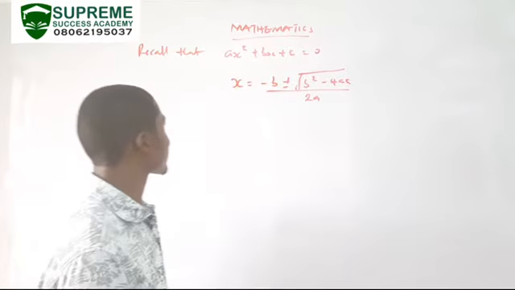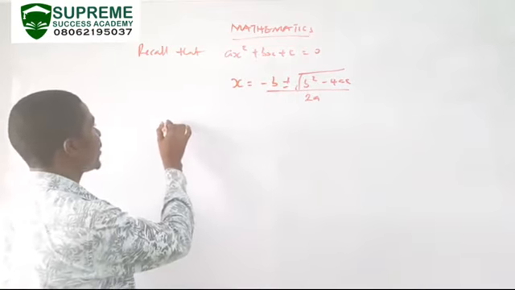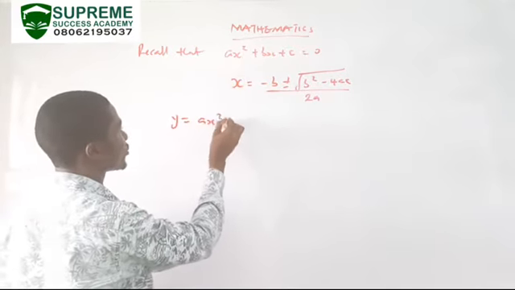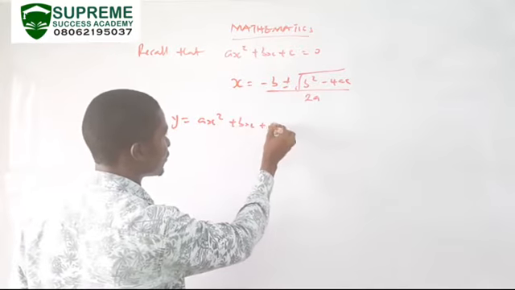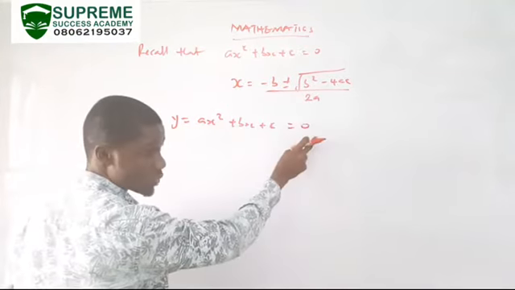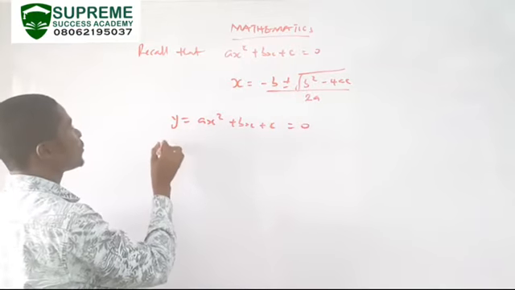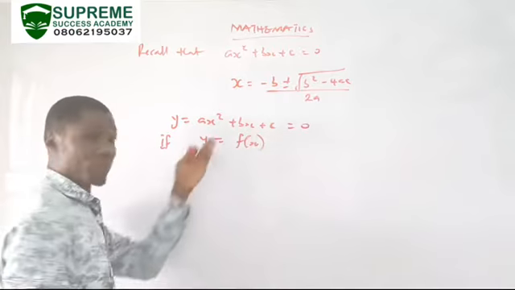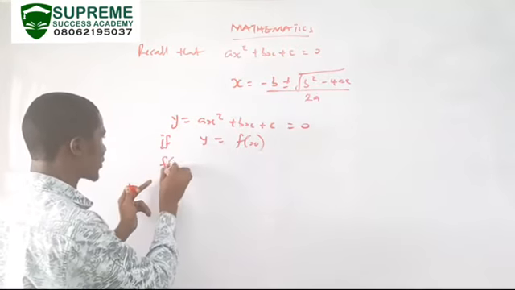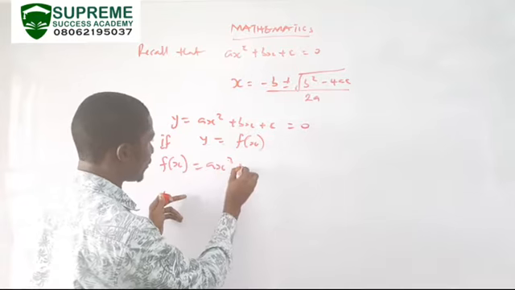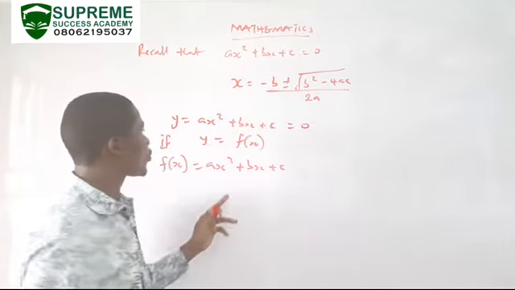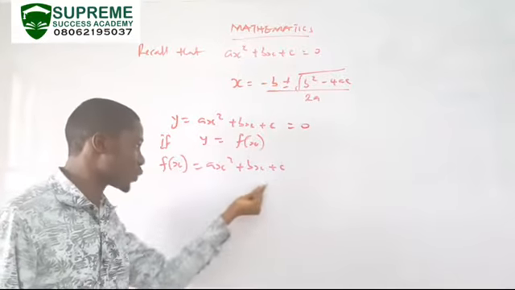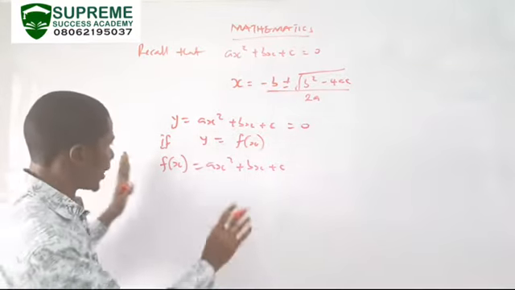So this method is just, let's look at it this way. We can always write this as ax squared plus bx plus c equals 0. That implies that y equals 0. If y equals f of x, which is definitely a function of x, then f of x will be equal to ax squared plus bx plus c. So when f of x is equal to 0, we want to obtain the value of x.